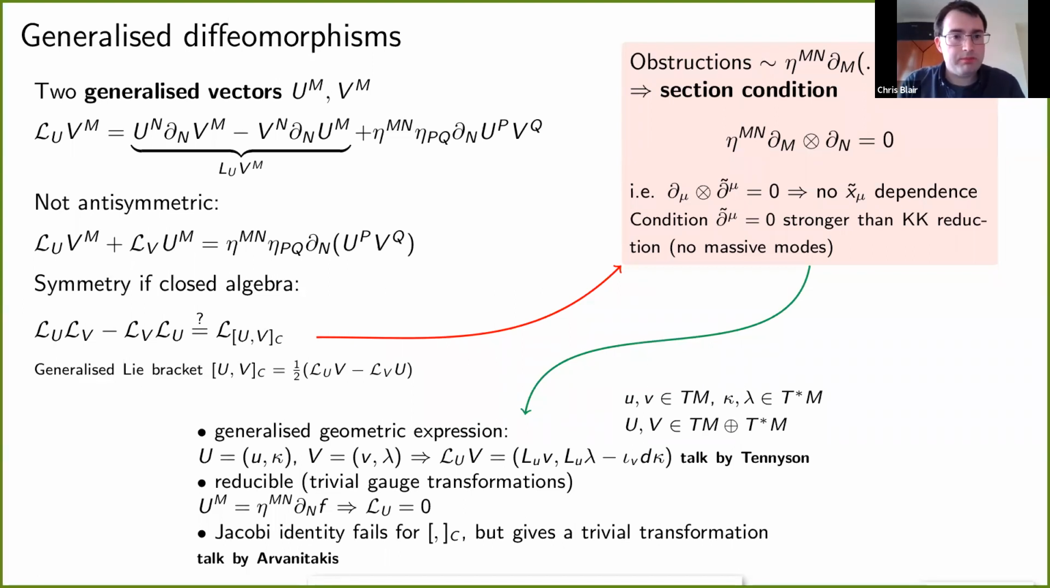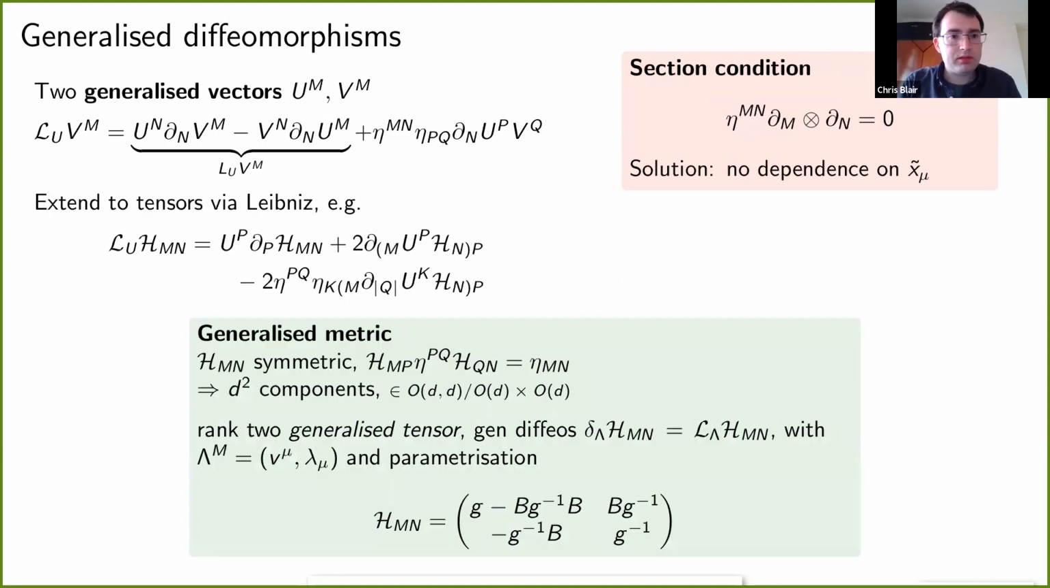Okay, so that's the basics of this new formulation of the local symmetries. I described it for vectors. You can now go and do all the things you normally like to do in geometry, keeping in mind this constraint. For instance, you can extend this to tensors using the Leibniz rule. This is how it acts on a symmetric rank 2 tensor. Obviously, we like symmetric rank 2 tensors because they allow us to define something that looks like a generalized metric. And so actually, in double field theory, we take our metric to be symmetric.